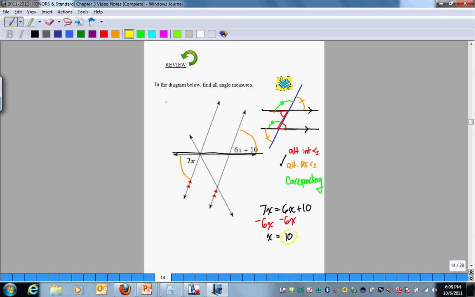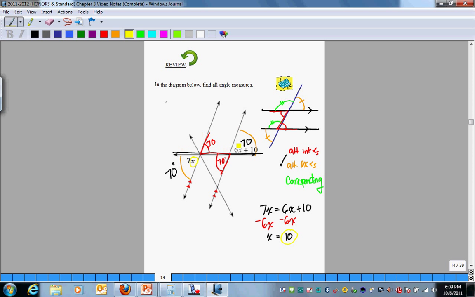Let's plug in that 10 where it belongs. 7 times 10, that makes this 70 degrees. 6 times 10 plus 10, also 70. What else do we know to be true? We have a bow tie angle here, vertical angle, so that's 70. Armpits of the Z, 70 degrees.